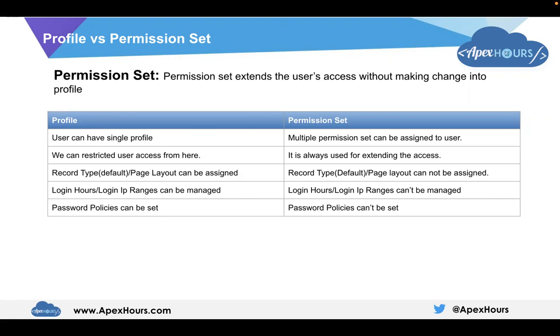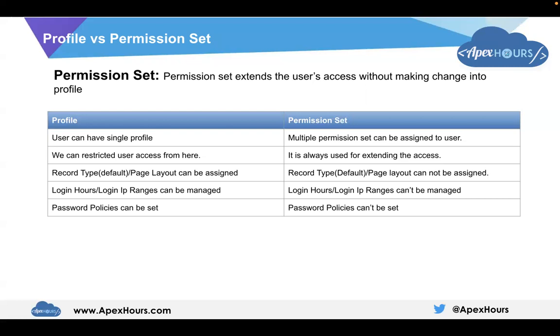Let's talk about a scenario where four or five users are in a profile, and out of these five users, one user needs additional access. Say none of the users have delete access, but this particular user needs delete access on a particular object. How can we do it? If we allow this permission on the profile, then all five users will have that access. But if we give this access via a permission set, then only that particular user will have this access.